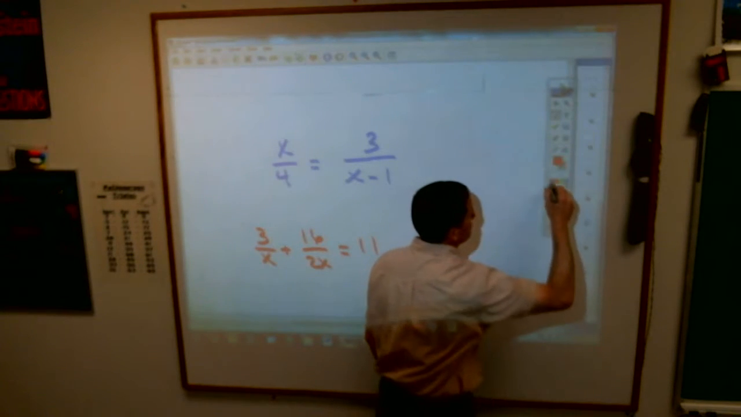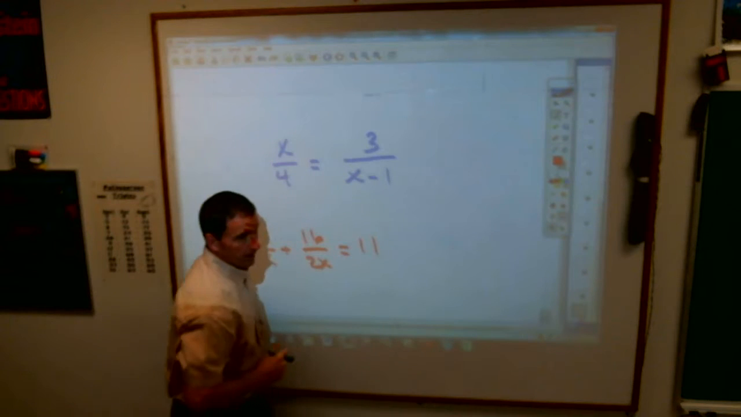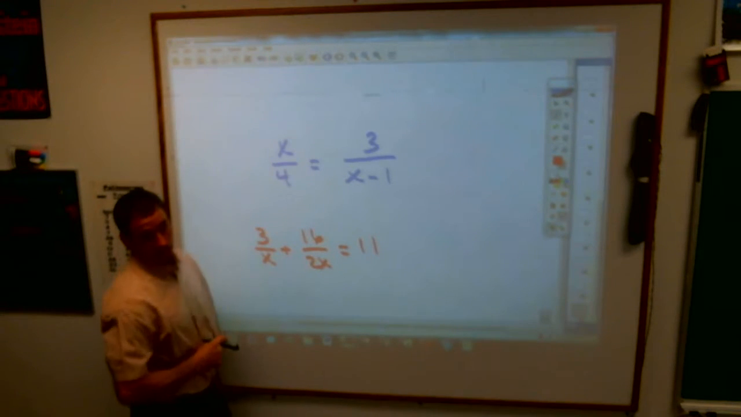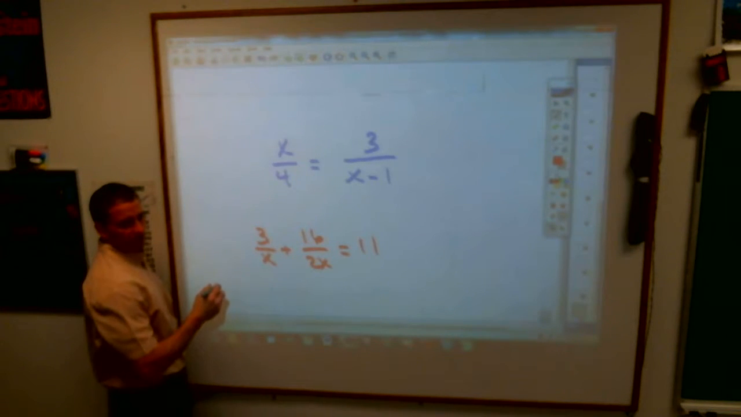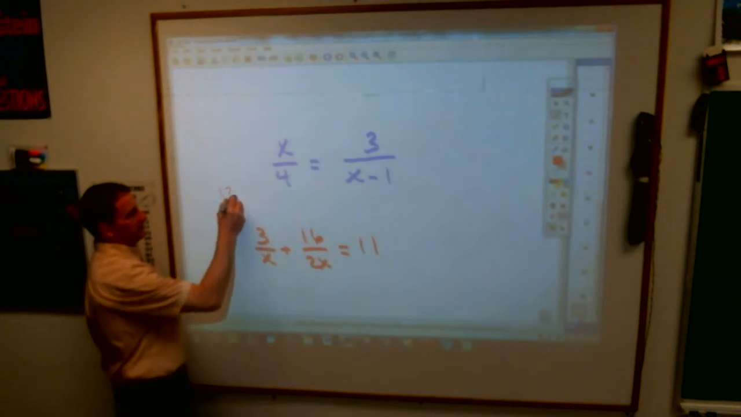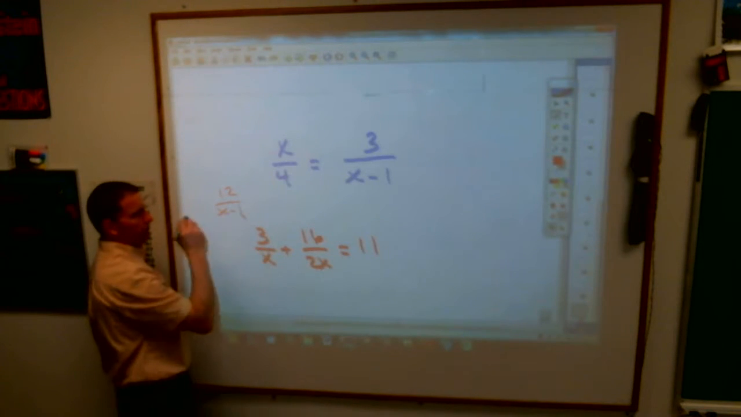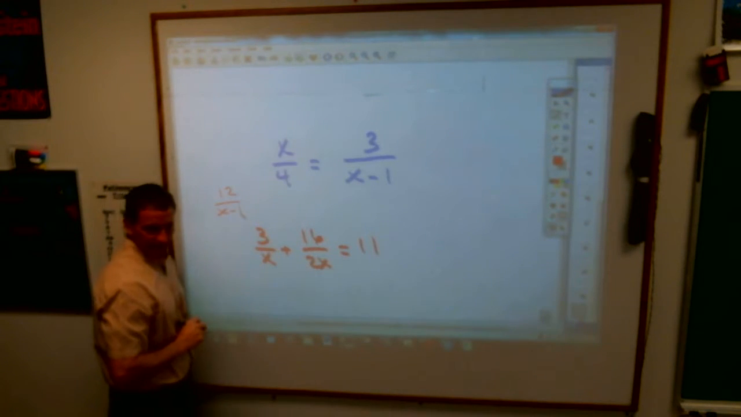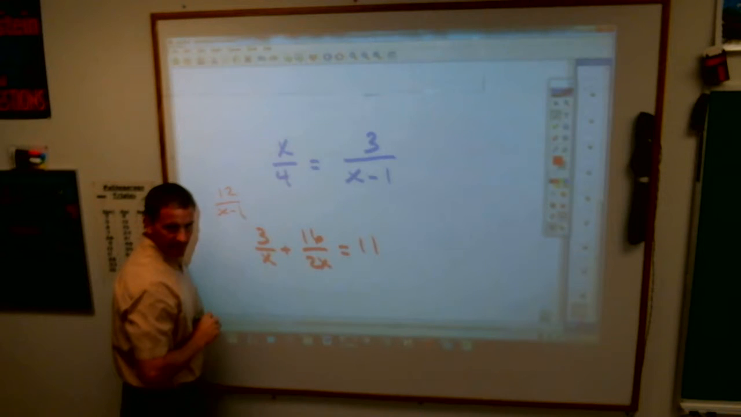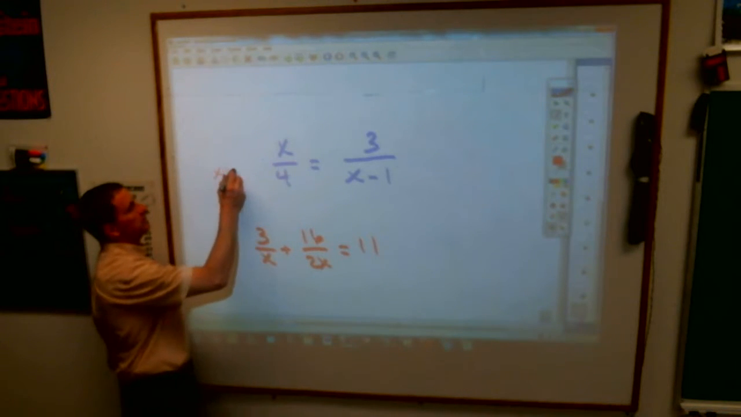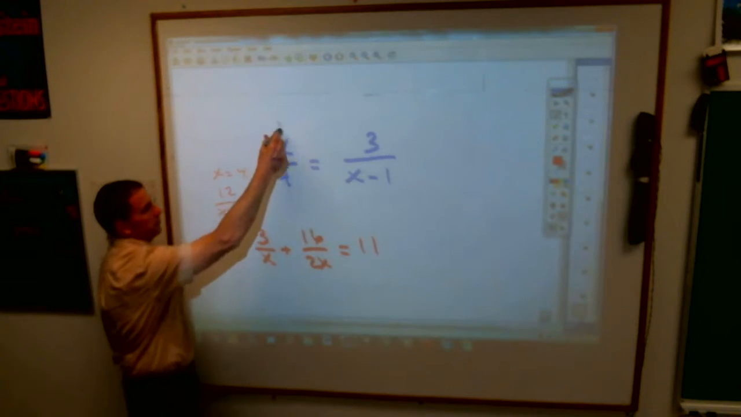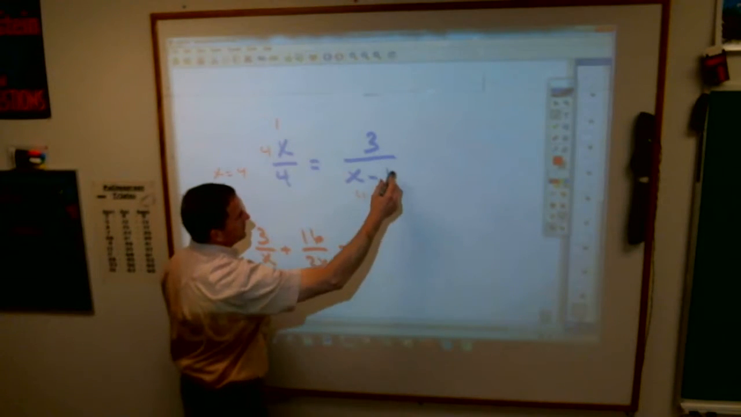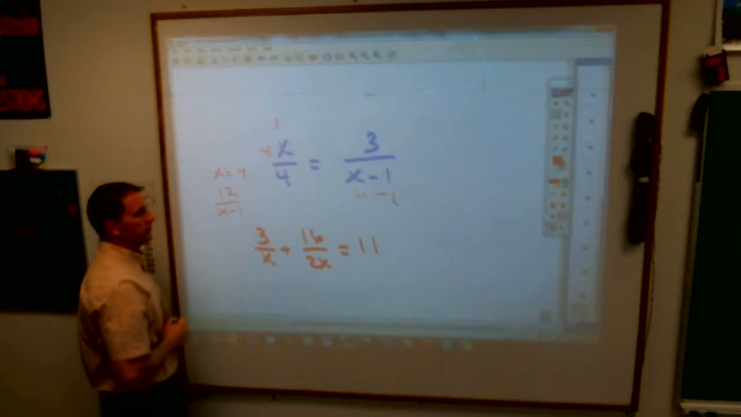Alright, first one, let's just attack that. Logan Spees, your answer is? I got 12 over x squared minus 1. I think we were solving for x, but I'll write that down. 12 over x squared minus 1. Maggie, did you get an x answer? X equals 4. You, by the way, could check this. 4 over 4 is 1. 4 minus 1 is 3. 3 over 3 equals 4 over 4.